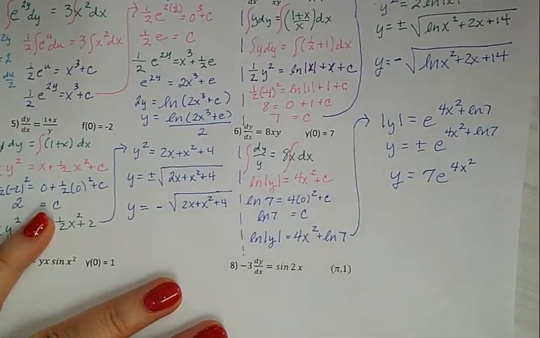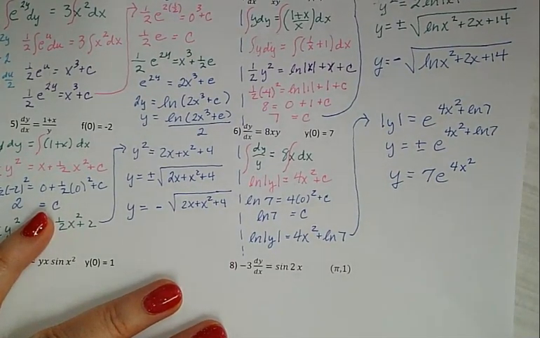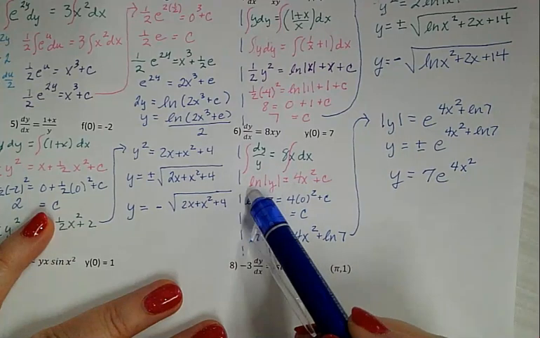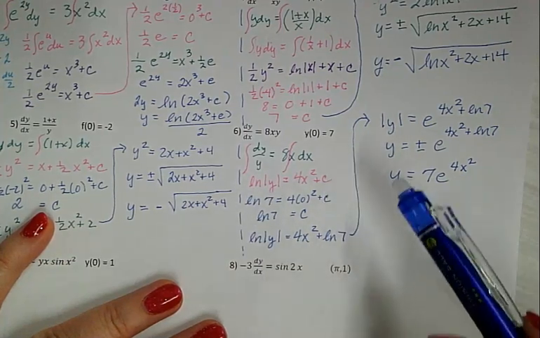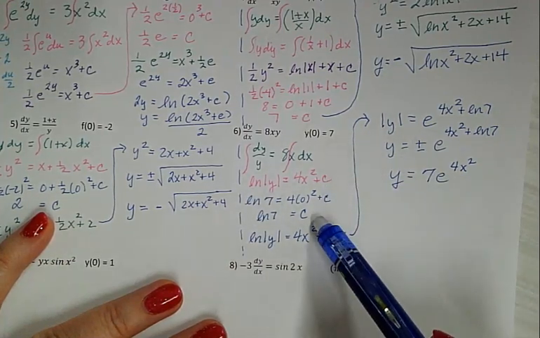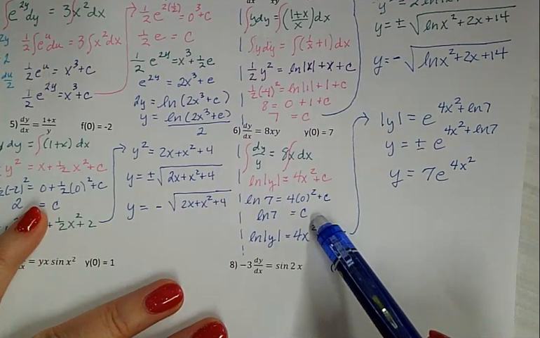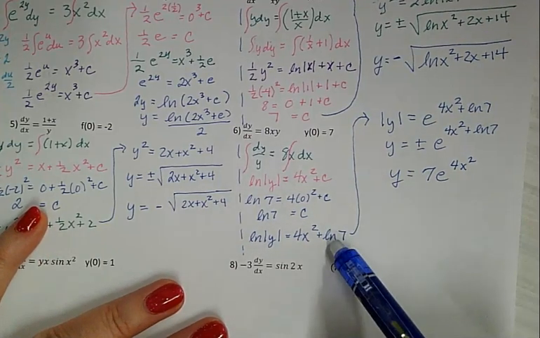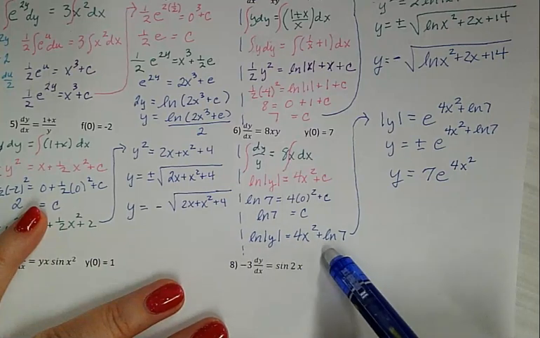All right, so let's go through this one right here. We separated our variables, we integrated both sides, and we plugged in our initial condition to find our C value, which ends up being the natural log of 7. We plug that back into our general solution where the C is to create this equation.